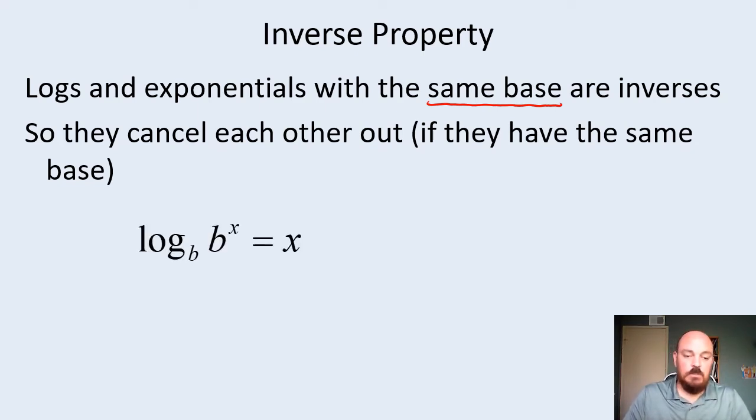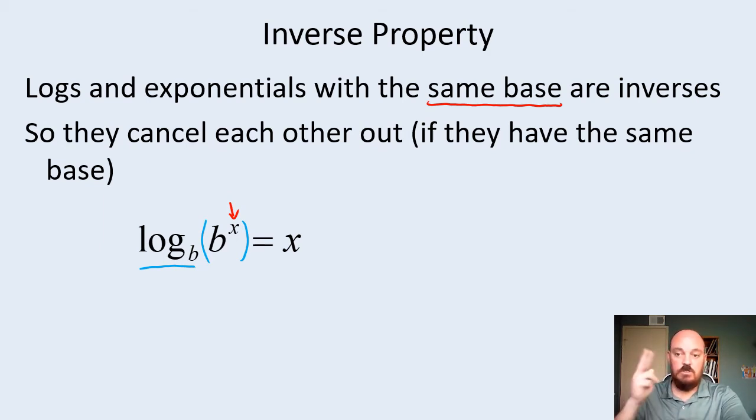So for example, if I have the log base b of b to the x, so right here on one side, I have a log base b, that's one function. And right here, the thing I'm taking the log of is b to the x. Well, as long as those b's are the same number, they're going to cancel each other out. The log part and the exponential part cancel out and leave just what the exponent was, which is x.